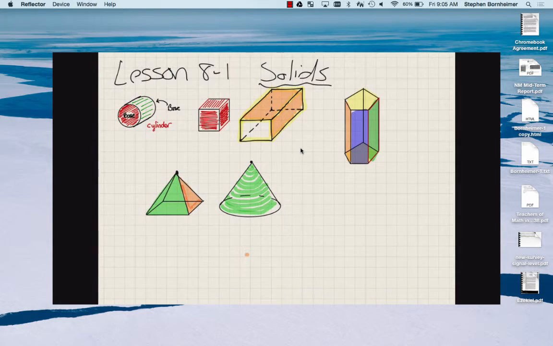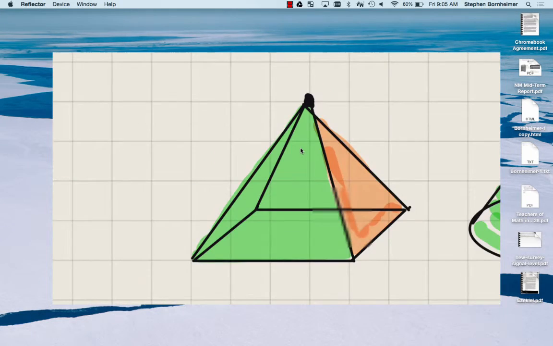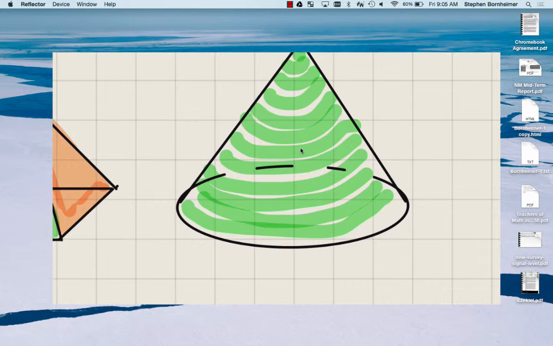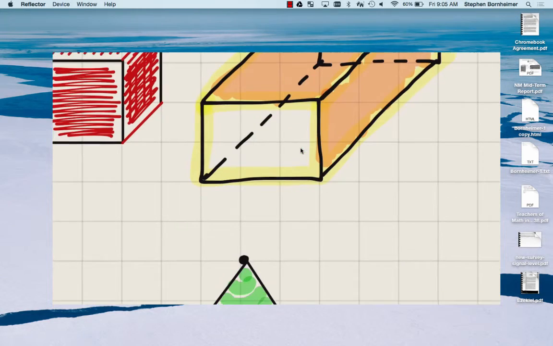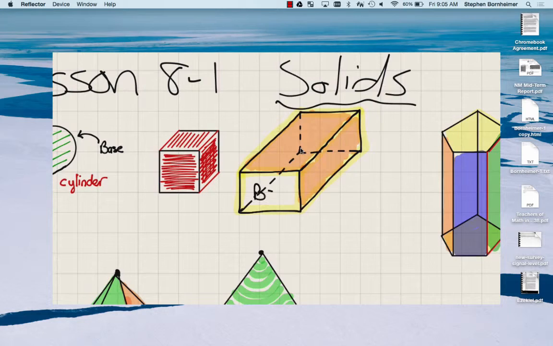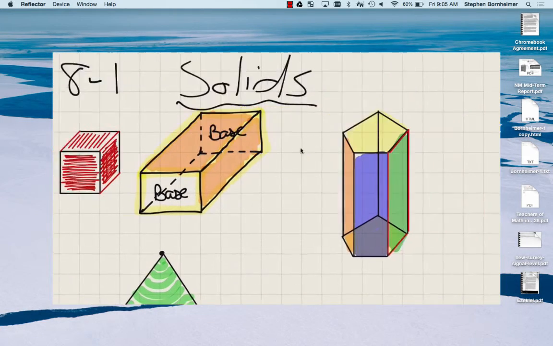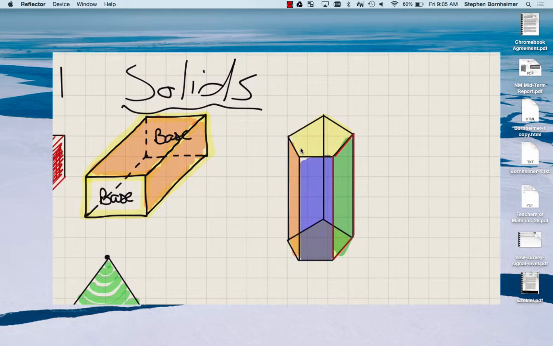Now, in a pyramid, we call the flat spot on the bottom the base. On a cone, we call that area on the bottom the base. Prisms have two bases that are parallel. And that would include this down here and this up here.